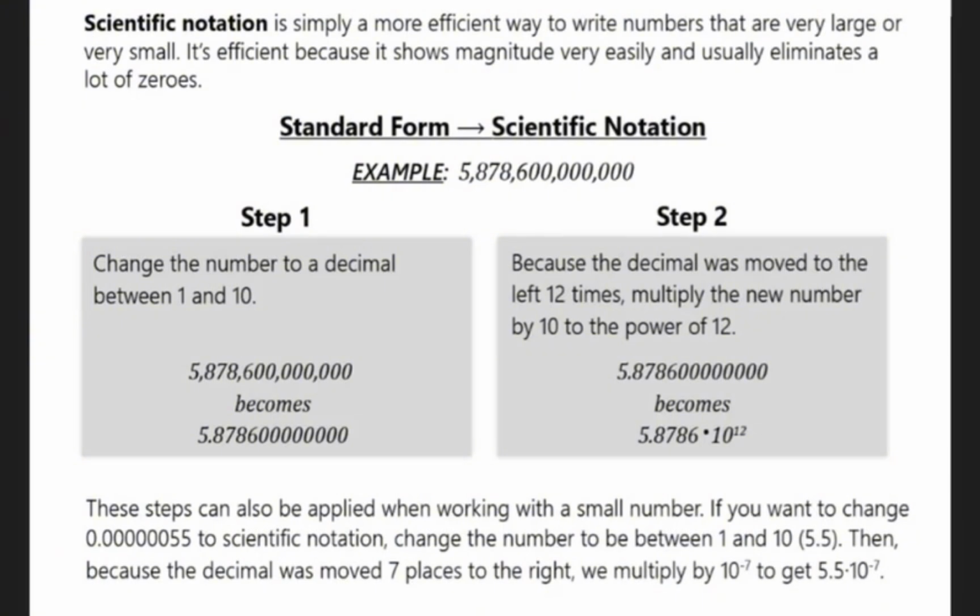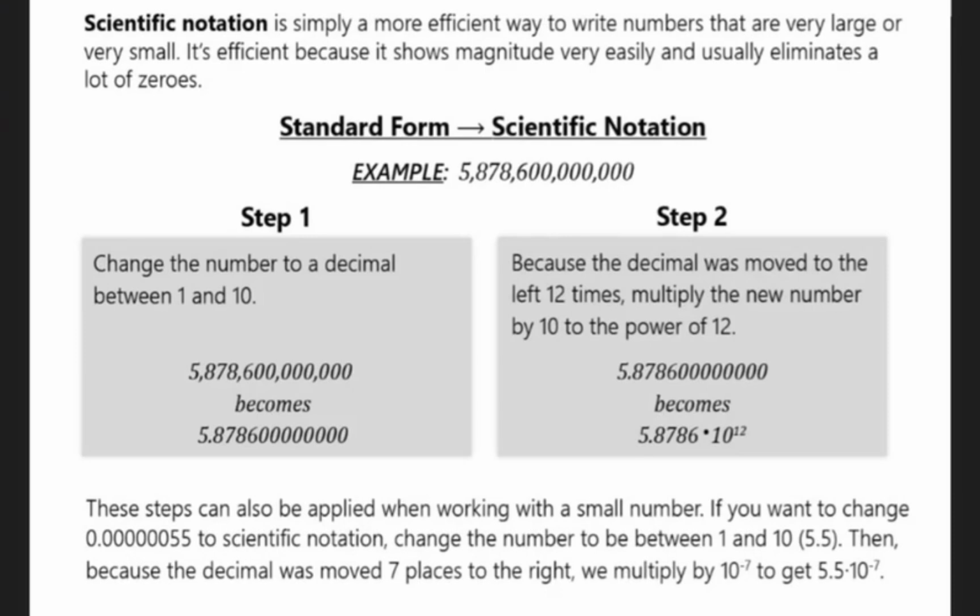5,878,600,000,000. So step 1 says change the number to a decimal between 1 and 10. So in the example here, it will become 5.878600000000. Then step 2 says, because the decimal was moved to the left 12 times, multiply the new number by 10 to the power of 12. So the 5.8786000000 will become 5.8786 times 10 to the 12th power.